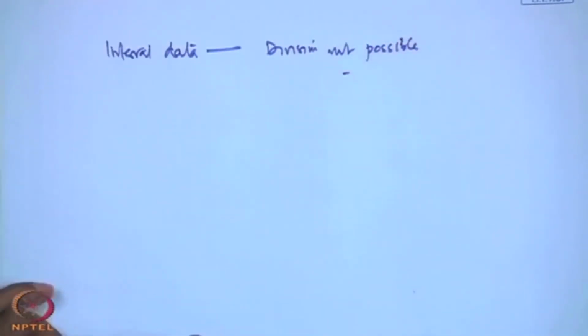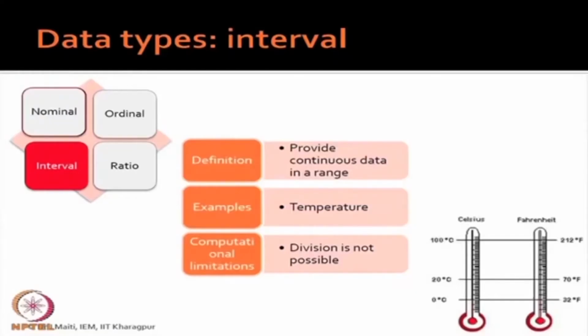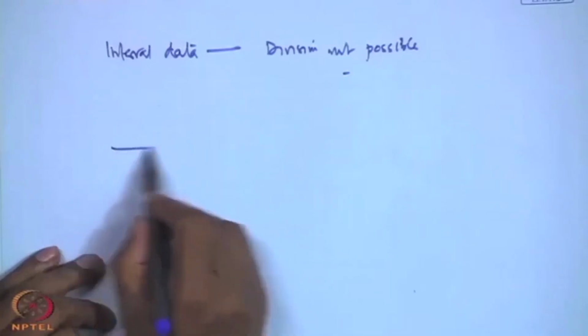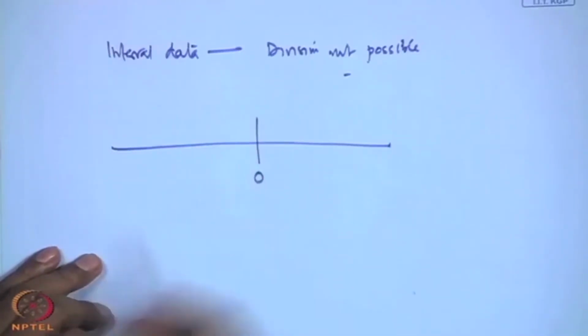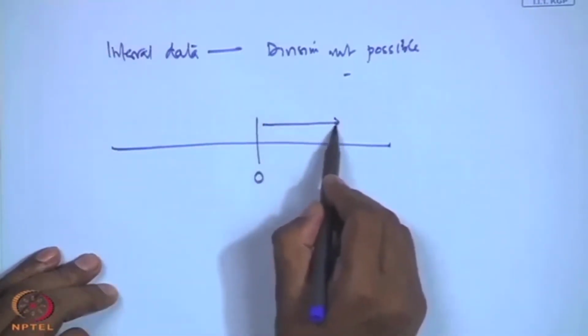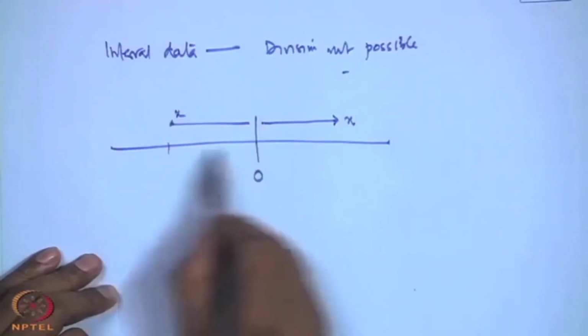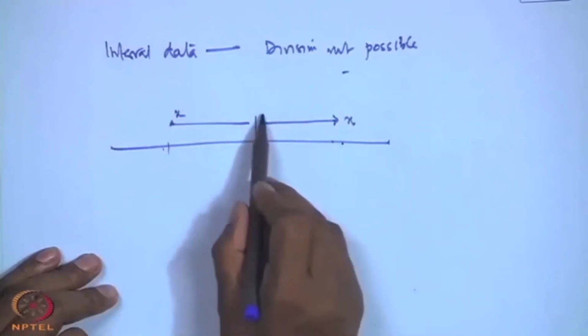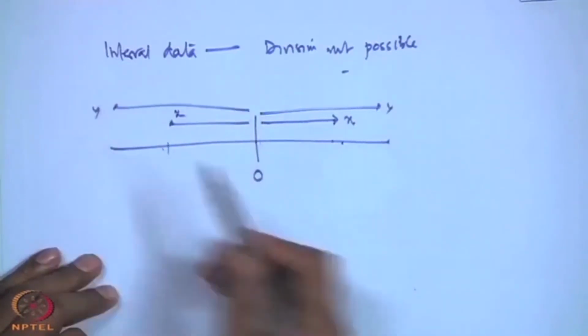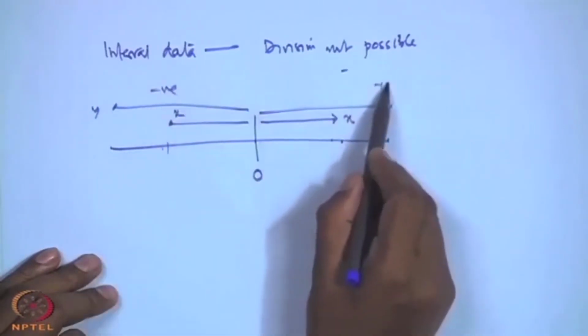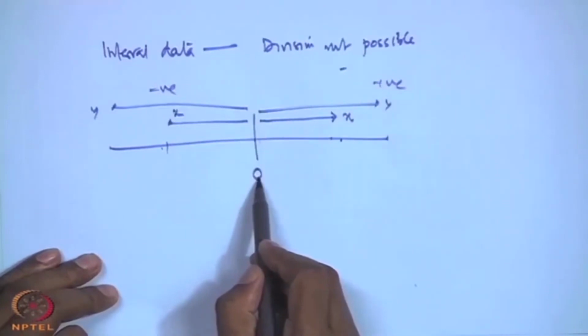All other arithmetic operations are possible. Let us go to the next slide, where we are talking about ratio data. Ratio data is something where there is an absolute 0 in the scale of measurement, this is 0. If I move towards the right by x amount, and towards the left also x amount, then the difference is the same. If I go y on this side and y on that side, that is also the same. So, going to the left it is negative, this side it is positive, but there is an absolute 0 in between.